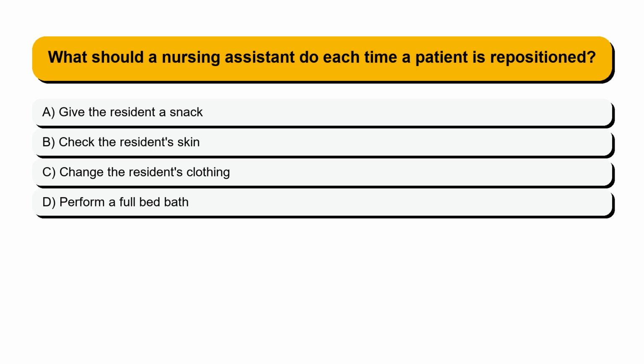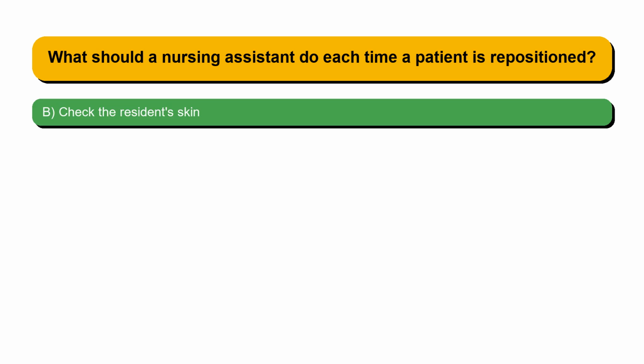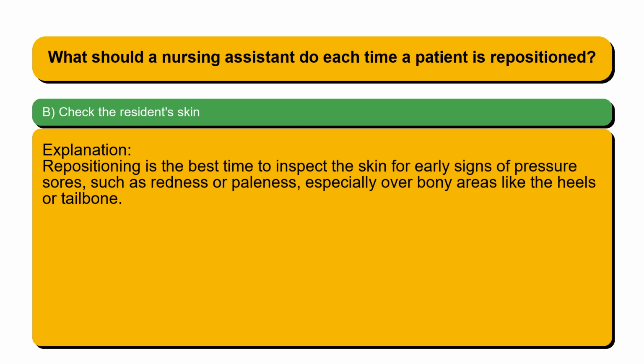Question 67. What should a nursing assistant do each time a patient is repositioned? Option A, give the resident a snack. Option B, check the resident's skin. Option C, change the resident's clothing. Option D, perform a full bed bath. The correct answer is option B, check the resident's skin. Repositioning is the best time to inspect the skin for early signs of pressure sores, such as redness or paleness, especially over bony areas like the heels or tailbone.